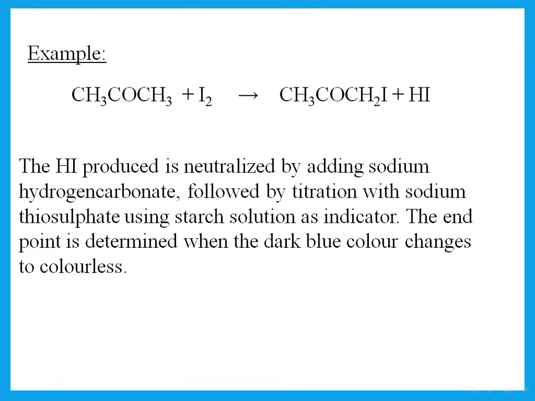colorless. So for example, this is a reaction in which iodine reacts. So iodine here is disappearing as the reaction proceeds. So it produces HI. First, we need to neutralize this HI acid using sodium hydrogen carbonate. Then we titrate with sodium thiosulfate using a starch solution as an indicator. Of course, the end point is when there is no more iodine, so there is no more reaction between the iodine and starch, and the dark blue-black color changes to colorless.